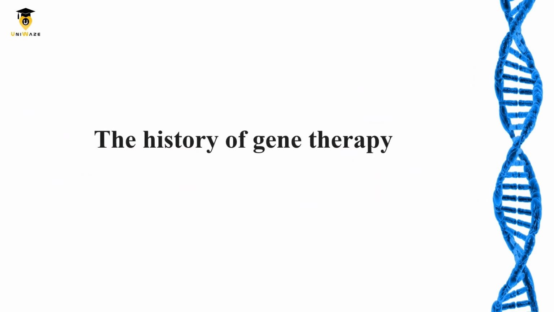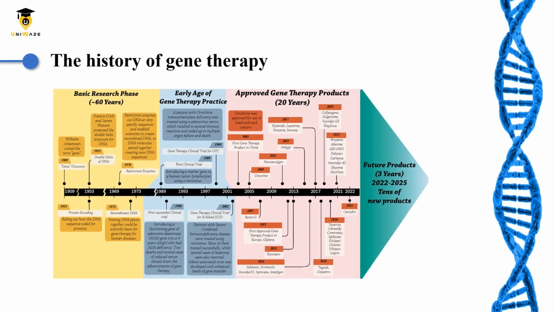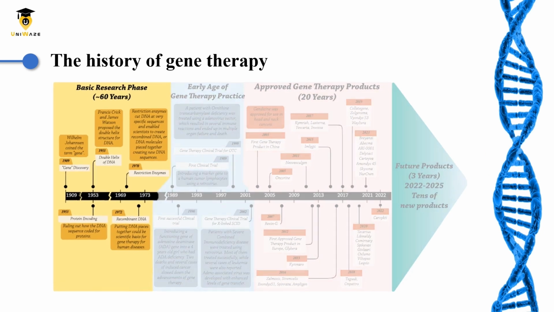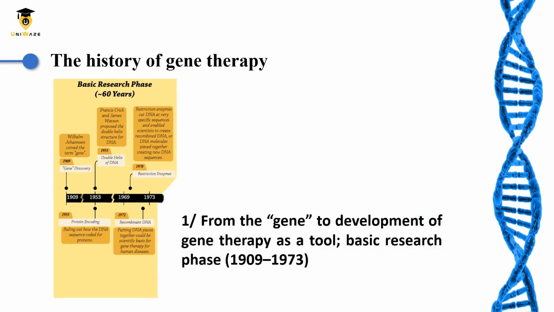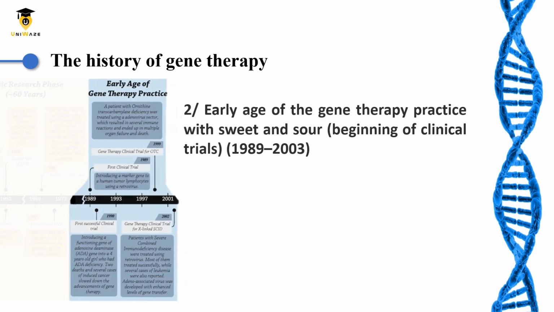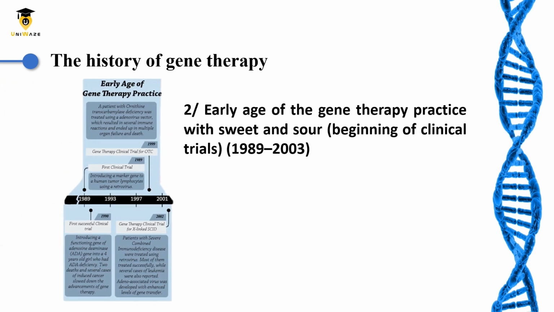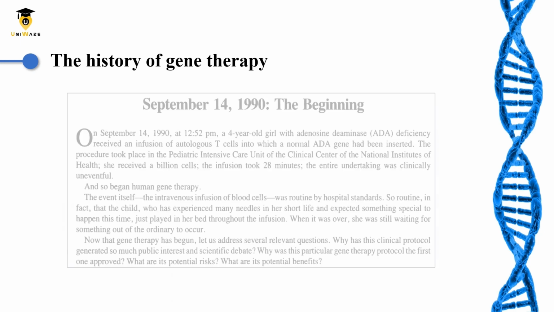After all, in order to talk about gene therapy, we need to know its history. In the picture, we can see the path of gene therapy during the last century until now. It can be divided into 4 phases. Basic research phase lasted for 60 years. In the second phase, early age of the gene therapy practice was beginning of clinical trials.